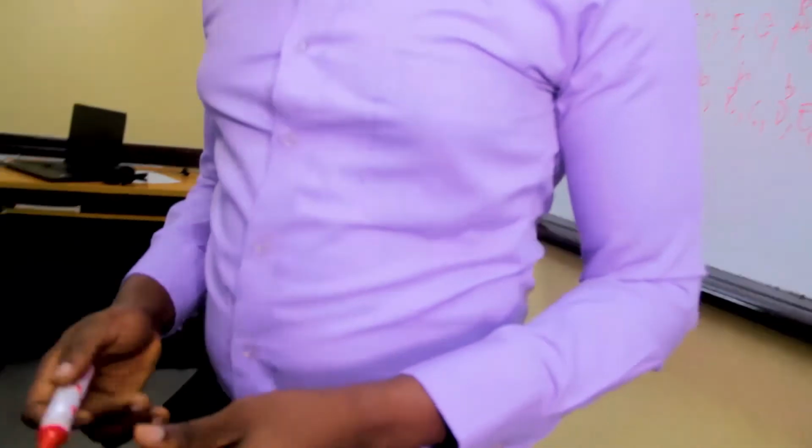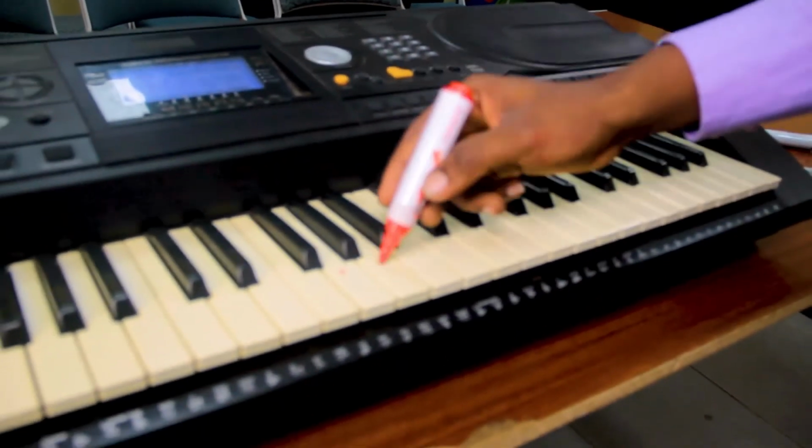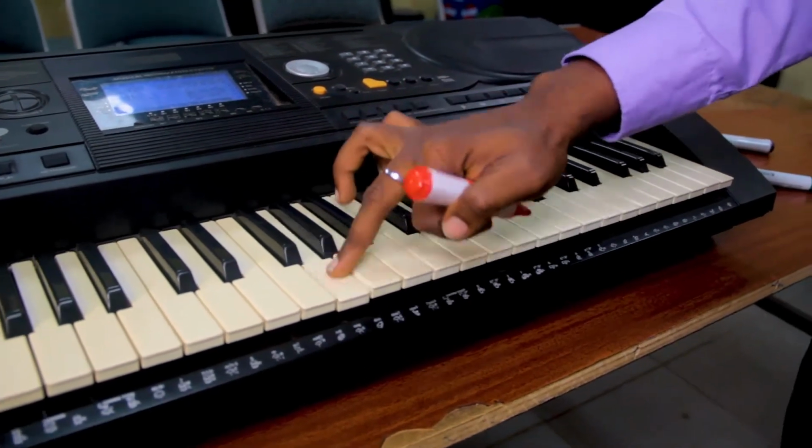Let's go to G. Where's G? This is G. To A flat. This is A, so A flat. G to A flat, just half of the journey. So it's what? A semitone.